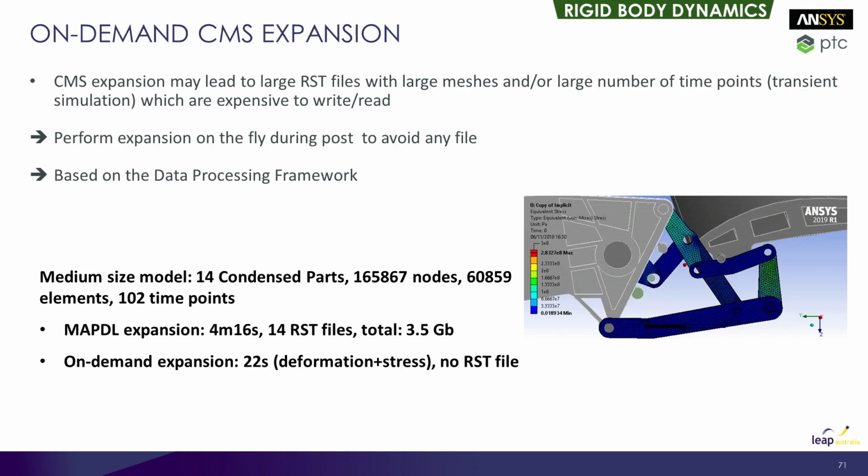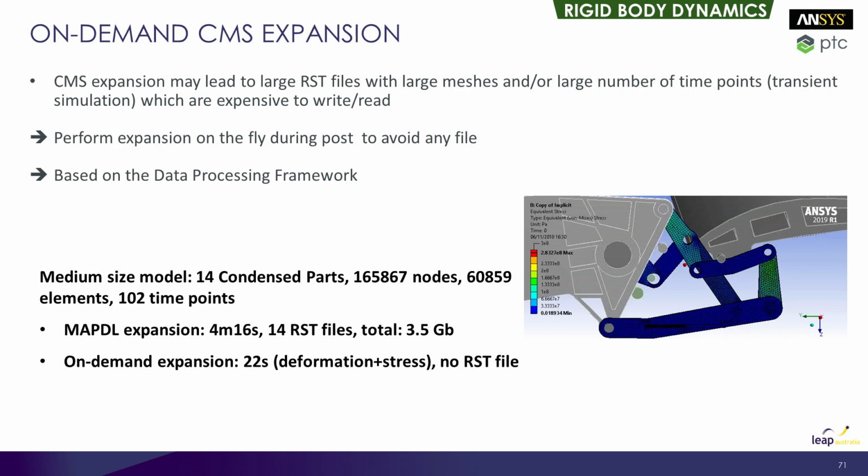This new method, rather than expanding the whole thing, just expands what you need for that contour plot. So the on-demand expansion only takes 22 seconds as opposed to 4 minutes, and there's no results file, so it doesn't require this 3.5 gigabyte results file. So it's much more convenient than the old method.